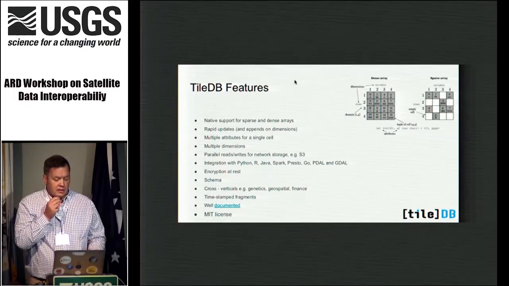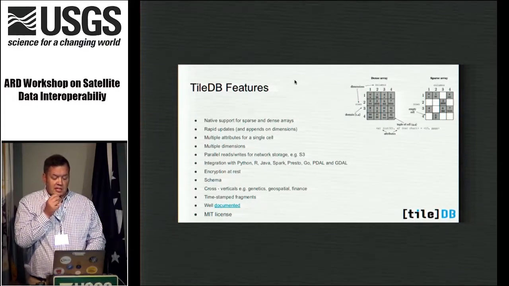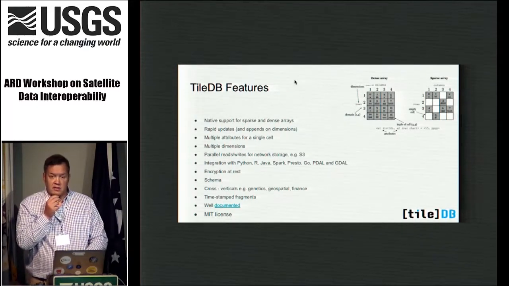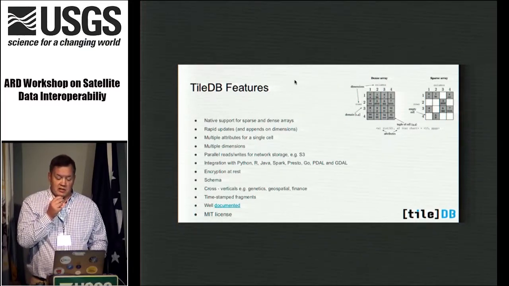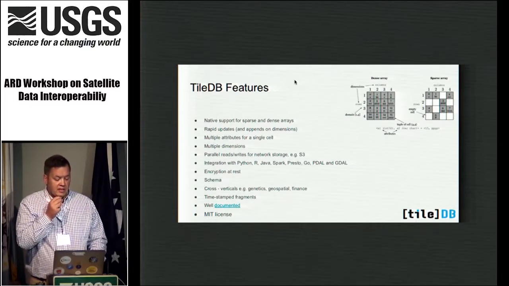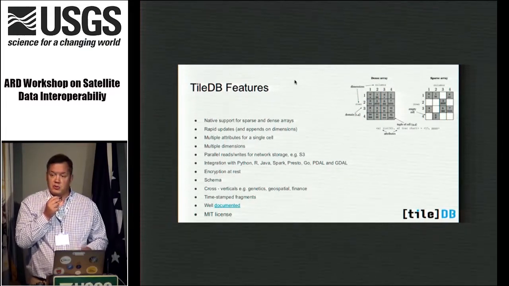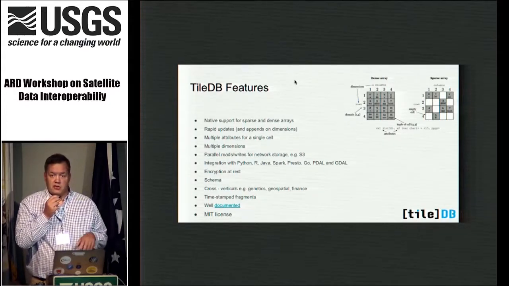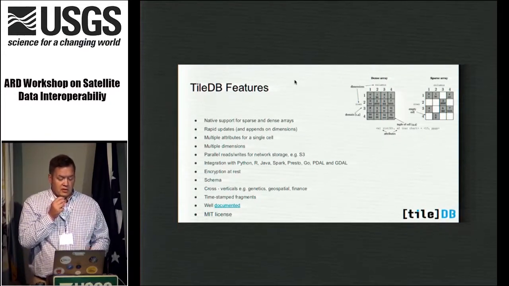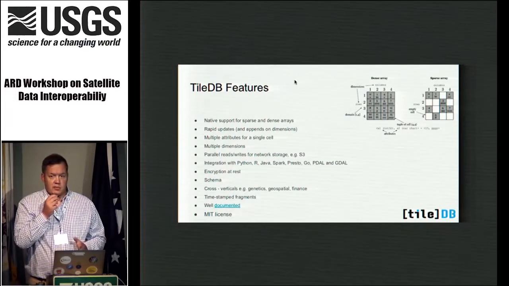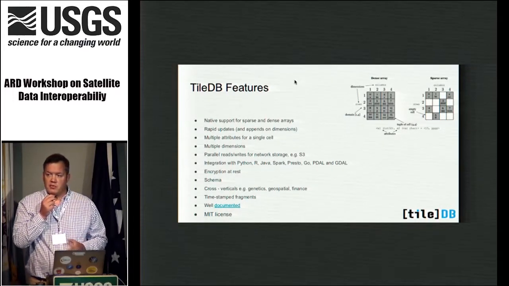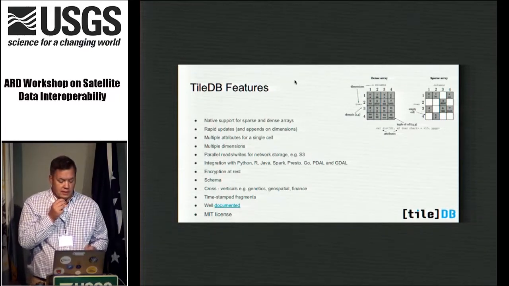resolution. Another feature that we have is that we can do rapid updates and appends on dimensions, and we can do that over the network as well as locally. Perhaps the key feature for our use case here as an analysis array data set is that we support multiple attributes for a single cell. So as well as having the complex value, you can also have your DEM value attached to that pixel. And we can do multiple dimensions, and that's very useful if you're talking about meteorological data, where you can have multiple variables for a particular model.